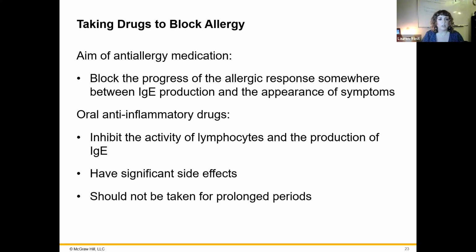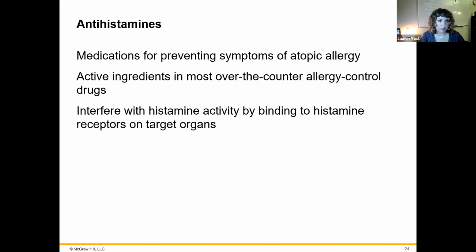All right, to treat your allergies, there is treatment with anti-allergy medication that can block progress of the allergic response. And then we have the oral anti-inflammatory drugs themselves. So this will be inhibiting the activity of the lymphocytes and the production of the IgE at that point. So these can have significant side effects, so we don't want to take them for prolonged periods of time.